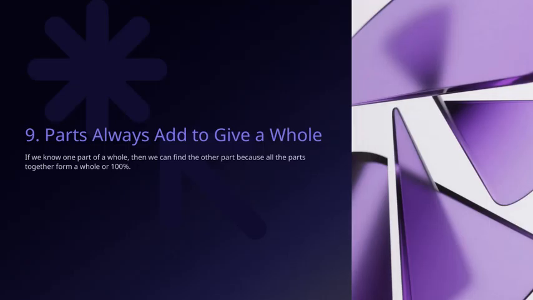Let's talk about how parts always add to give a whole. When we know one part of a whole, we can actually figure out the other part. That's because all the parts together make up the entire thing, or what we call 100%. So, if you know one piece, you can find the missing piece by thinking about the whole as 100%. This concept helps us understand how parts work together to make a complete picture, which is really important in understanding how things fit and add up in math and real life.